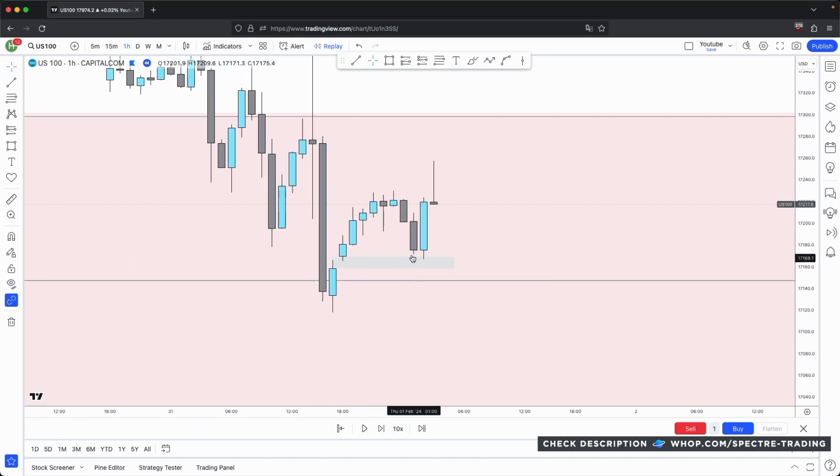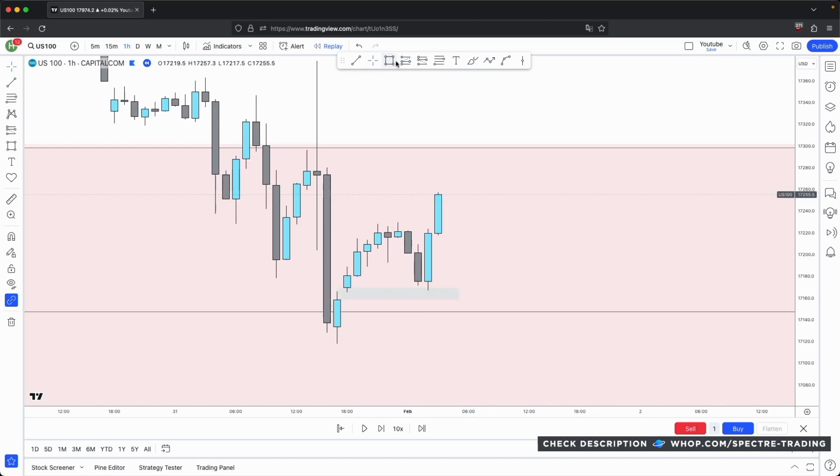So now we play price out. Price comes back to this volume imbalance after disrespecting this opposing imbalance with a full body closure and displacement, indicating that price is going to reverse from here. That is your first sign, right?